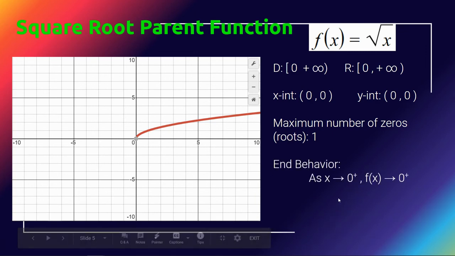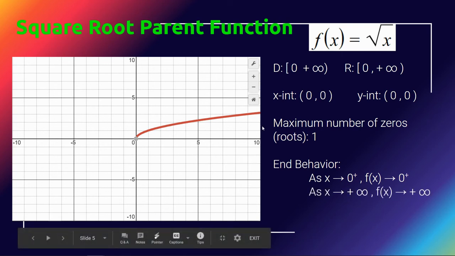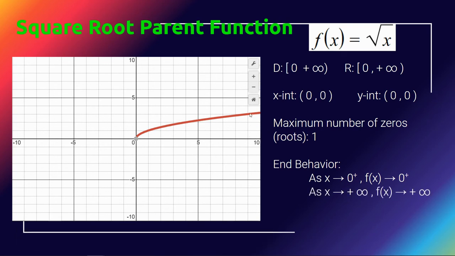And behavior is as x moves to 0, y will also move to 0. It won't go less, it won't go more. As x goes to positive infinity, the y will also go to positive infinity. And it is a continuous graph.